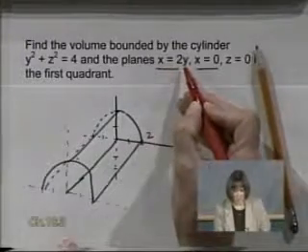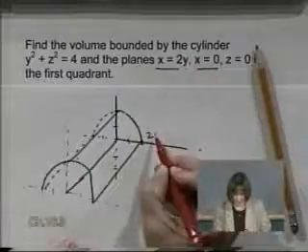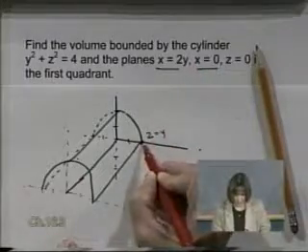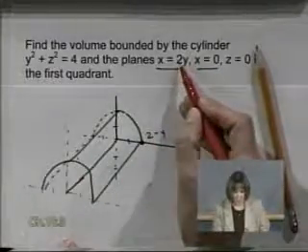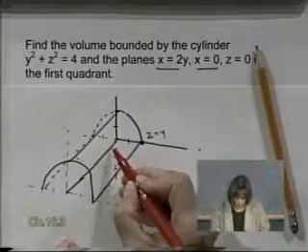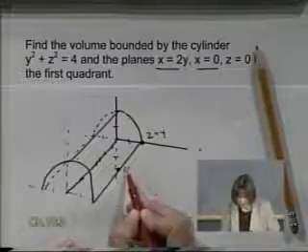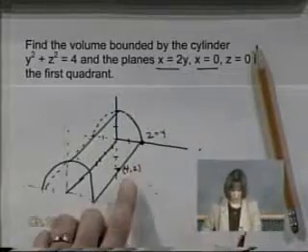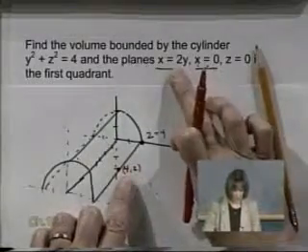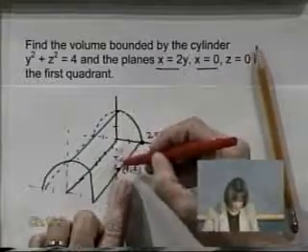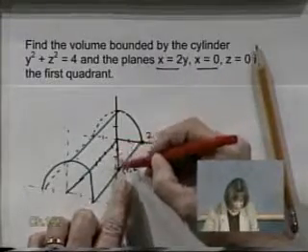Where's the line x equals 2y? Notice this is y equals 2 right here. When y is 2, what's x? 1, 2, 3, 4. Here's the point, (4, 2), right? Because when y is 2, x is 4. Do you see this? You've got this line here.